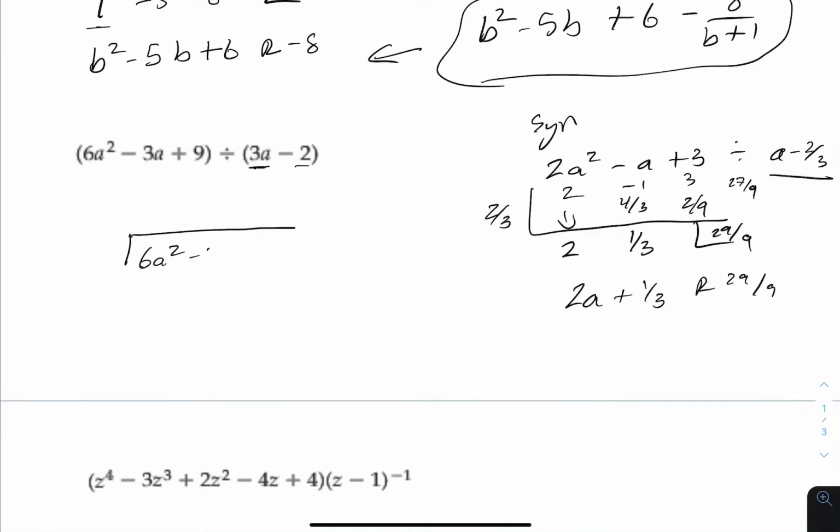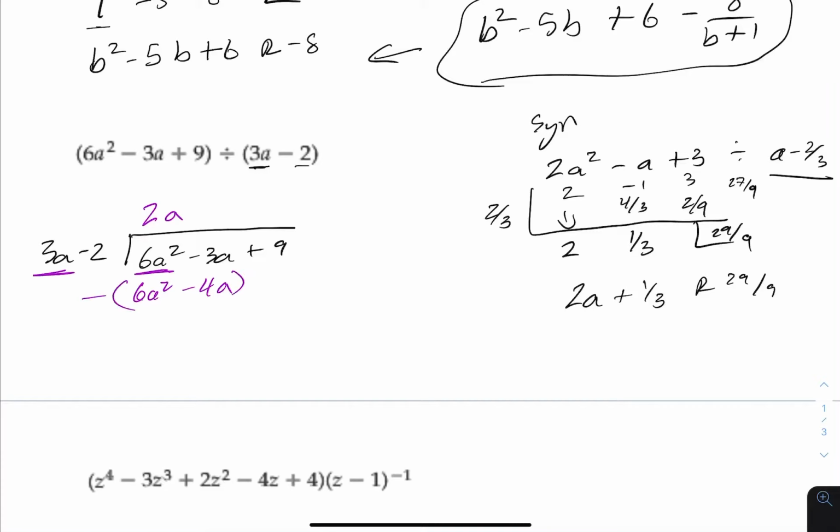6a squared minus 3a plus 9. There's no pretty way around this. It's the same thing. Start off the exact same way. 3a and 6a. Well, then multiply 3a to get 6a. 2a. Multiply to both of them, so I get 6a squared minus 4a.